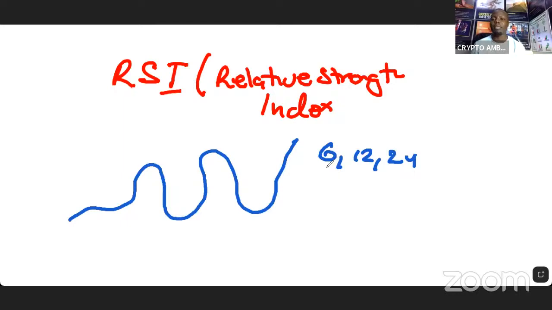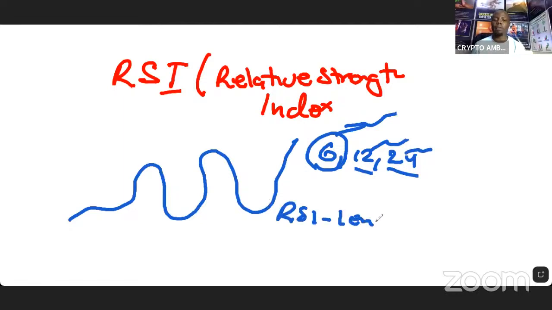What does this mean? This one is faster, it moves faster because it looks at the recent 6 data points, could be the recent 6 candles. This one looks at the recent 12 candles, and this one uses the recent 24 candles. So this one moves faster, this one is moderate, and this one is slow. This is called the RSI length.